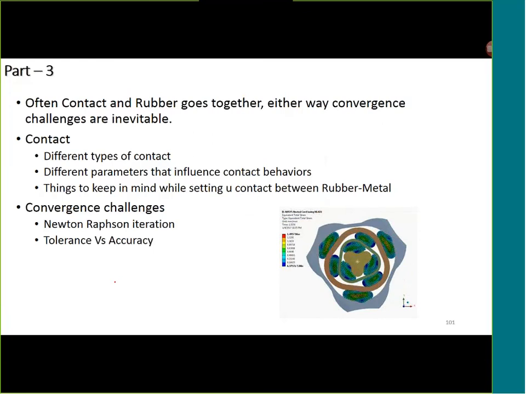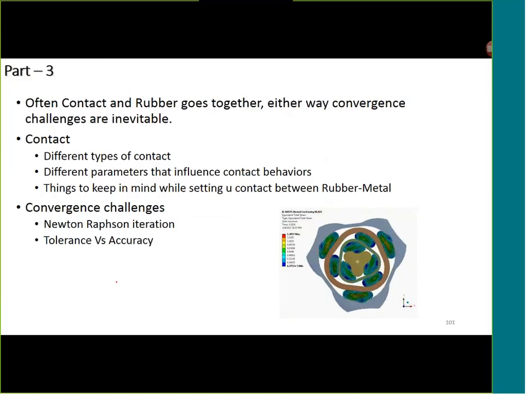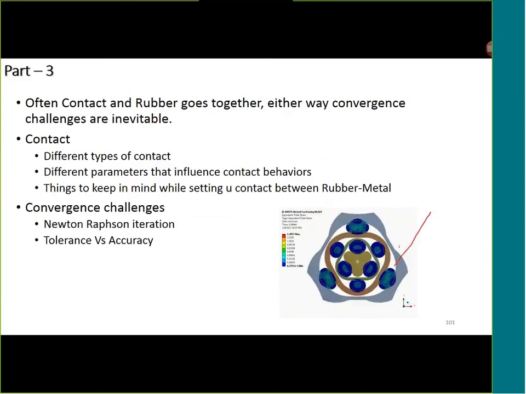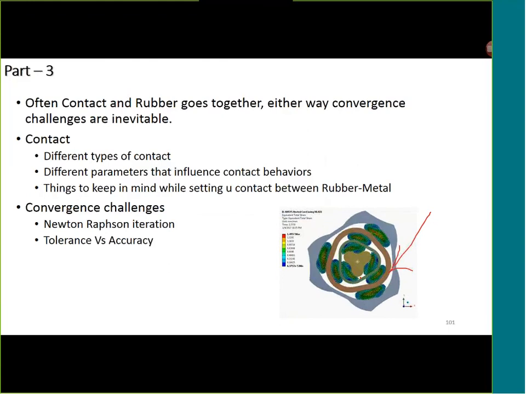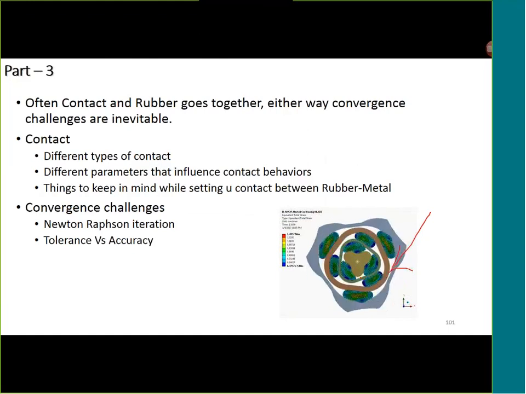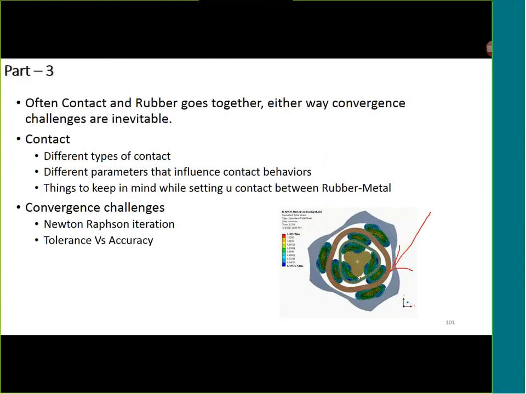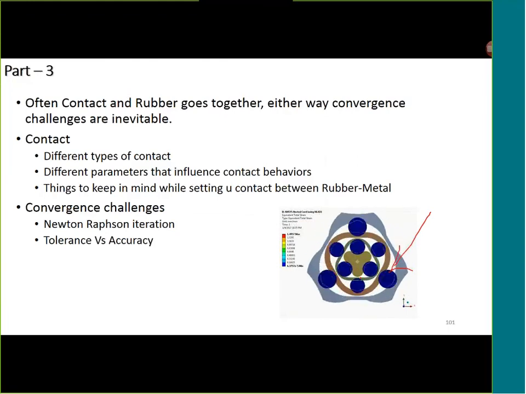Often the contacts and the convergence issue go hand in hand with rubber. This is one classical and very complicated analysis example to deal with rubber, hyperelasticity, and convergence issues. To master yourself in rubber analysis, you should have a good understanding of the element formulation, material models, contact and convergence procedures.